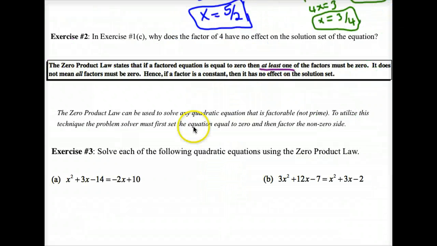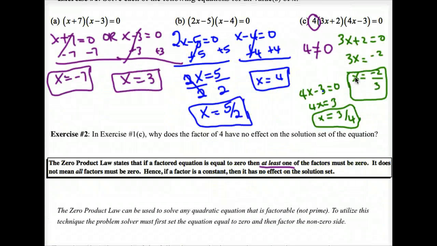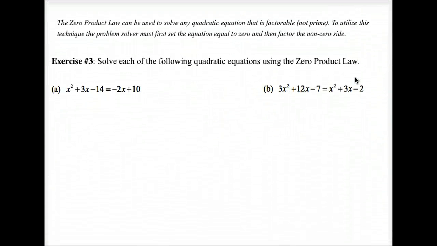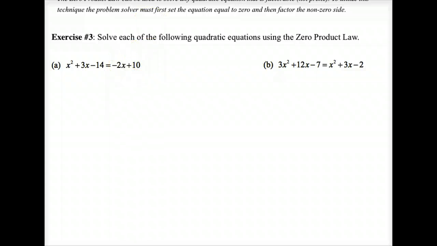So the zero product law can be used to solve any quadratic equation that's factorable, meaning it's not prime, and it will give me something that looks like this in the end, which we did in Unit 2. Now let's see how this works. Solve each of the following quadratic equations using the zero product law. So remember, when we talk about quadratics, I am looking for something in the form ax squared plus bx plus c equals 0. The first thing I ask myself for example A is, is this equation given to me in this form?